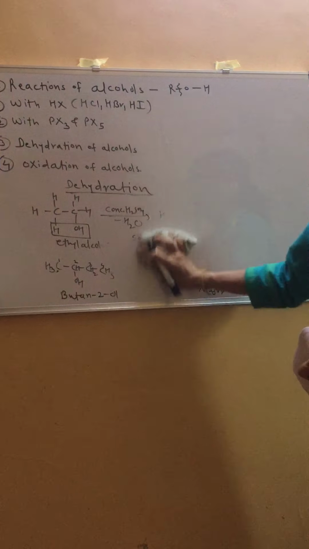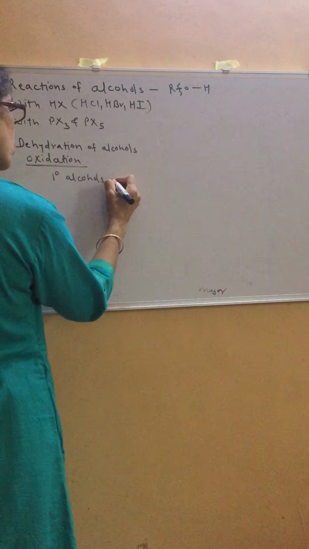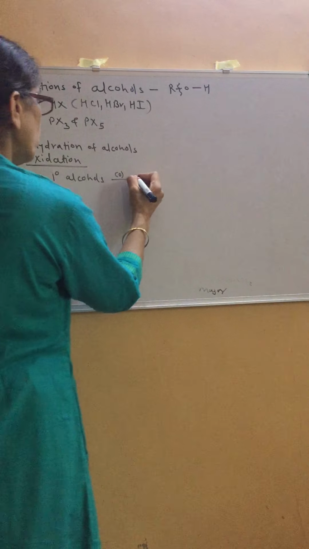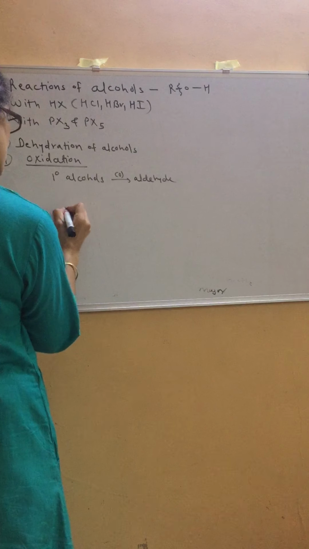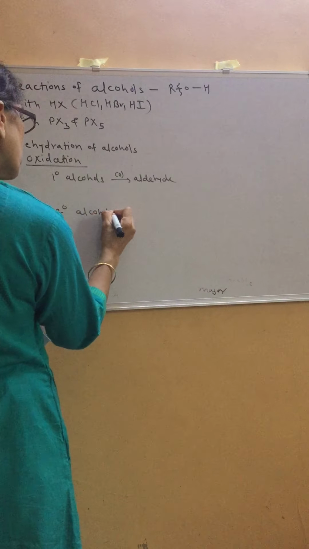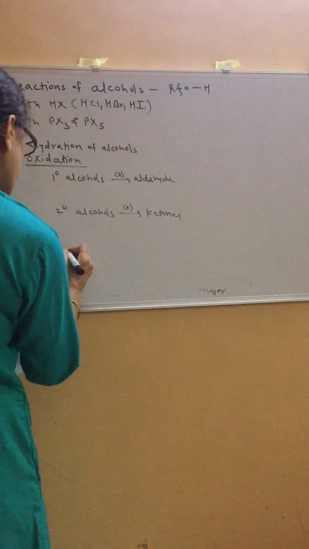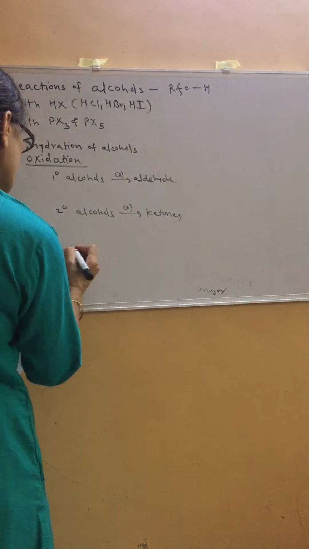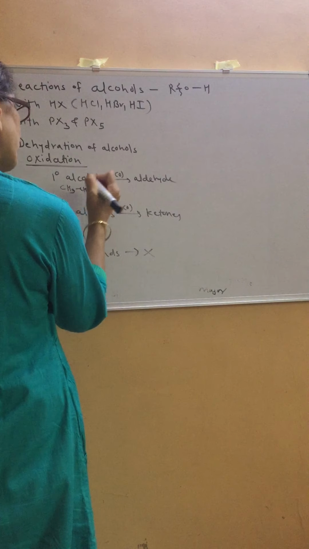Oxidation of alcohols. Now see, primary alcohols on oxidation will give aldehydes. Secondary alcohols on oxidation give ketones, and tertiary alcohols are difficult to oxidize. So take an example of a primary alcohol, CH3CH2OH.